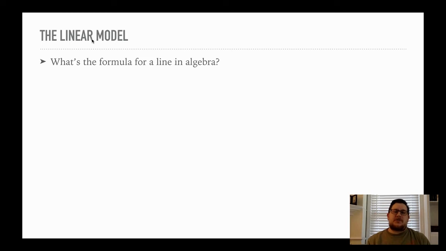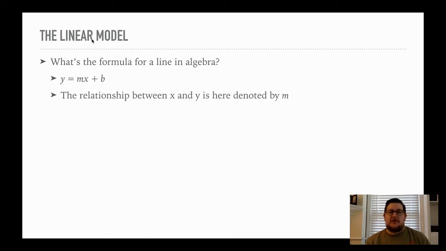So continuing our discussion of this linear model, think back to your days in algebra, and I've already mentioned it. What is the formula for a line? Well, it's very straightforward, right? It's y equals mx plus b, right? Y is your dependent variable, x is your independent variable, m is the slope, the relationship between x and y. As x increases by 1 unit, y increases by however many units.